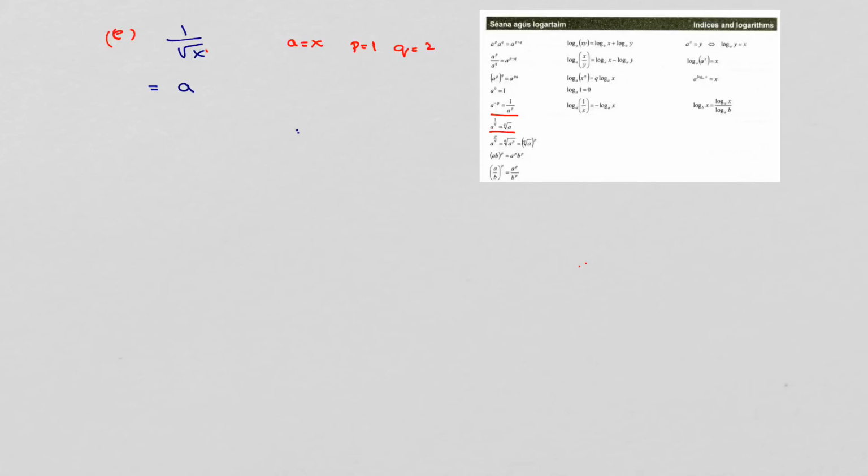So it's a to the power, x to the power of minus 1 over q, which is 2. So this 1 over the square root of x is x to the power of minus a half.